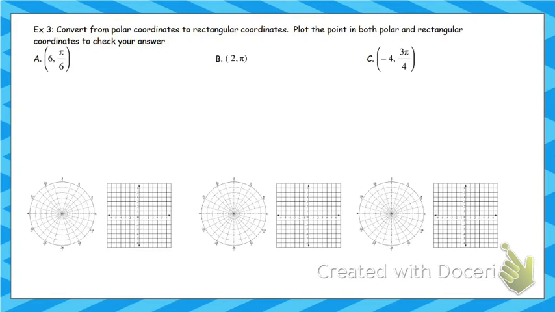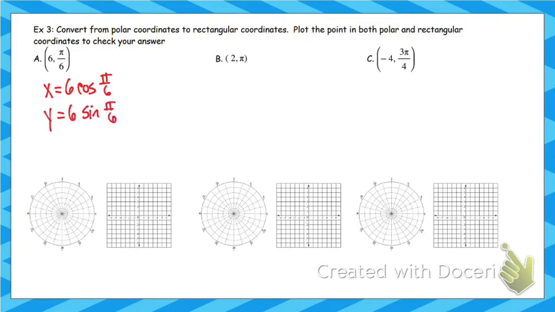So I have an r and a theta. I need an x and y. So x is going to be r cosine theta. Y is going to be r sine theta. And like I said, these are unit circle values.